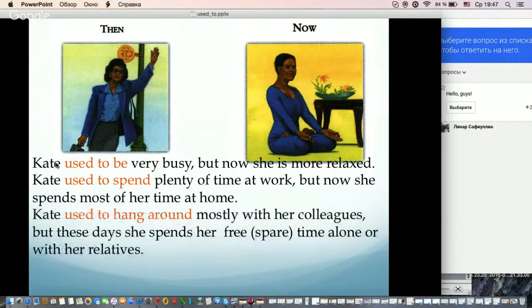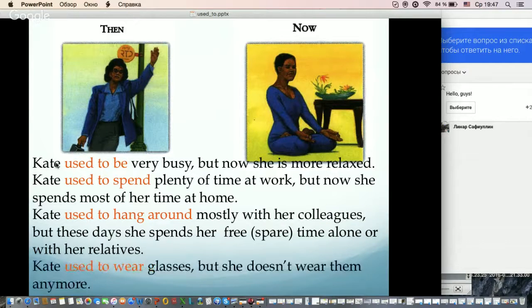Kate used to hang out mostly with her colleagues, but these days she spends her free time or spare time alone or with her relatives. Kate used to wear glasses, but she doesn't wear them anymore. Кейт раньше носила очки, но больше она их не носит. Обратите внимание, что контраст между былым и настоящим мы подчеркиваем с помощью слова anymore.